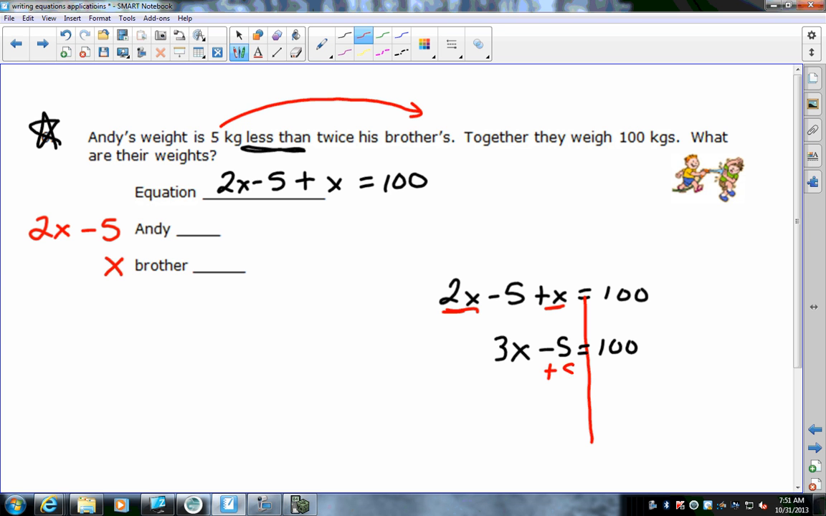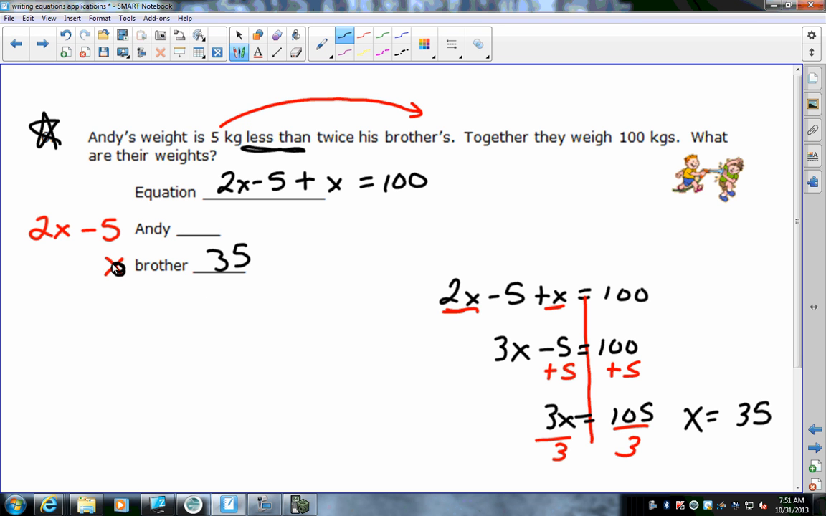I'm going to add 5 to each side. 3x equals 105. Divide by 3. Does it work out nicely? Is it 35? x is 35. Okay, so his brother weighs 35 kilograms.